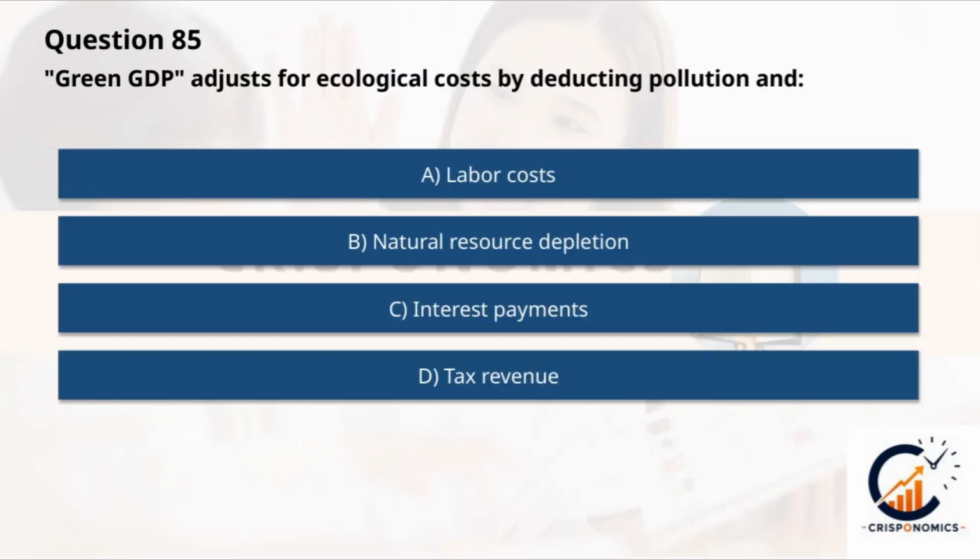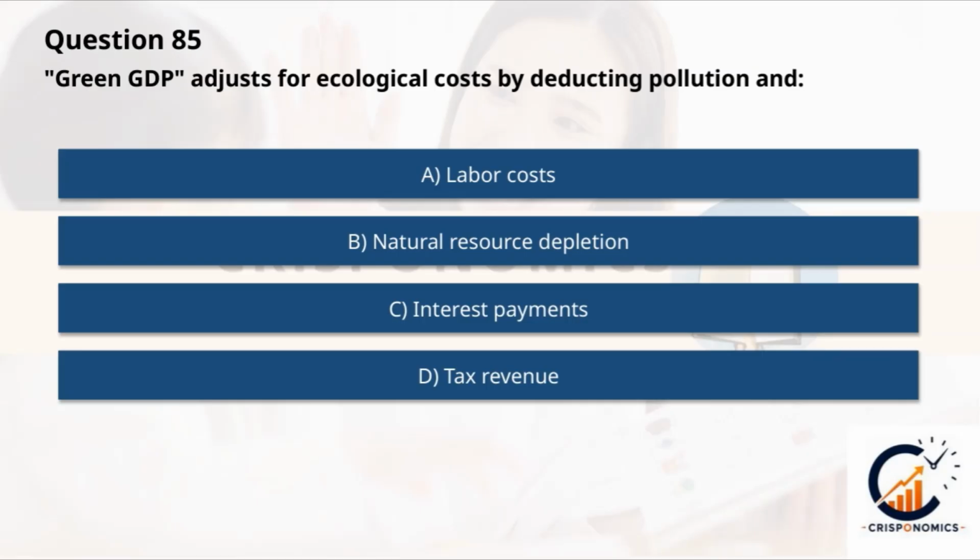When we talk about green GDP, we're looking beyond traditional measures of economic growth. It adjusts for ecological costs by subtracting things like pollution. But it doesn't stop there. It also accounts for other factors that impact the environment and resources. These include labor costs, natural resource depletion, interest payments, and tax revenue. Understanding these deductions helps us see the true economic impact on the planet, not just the numbers on a balance sheet.